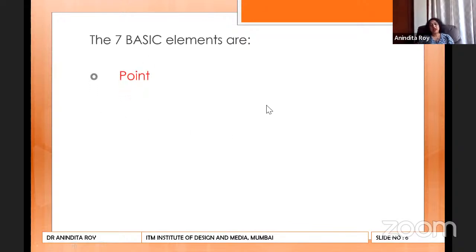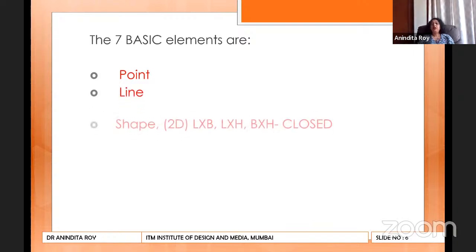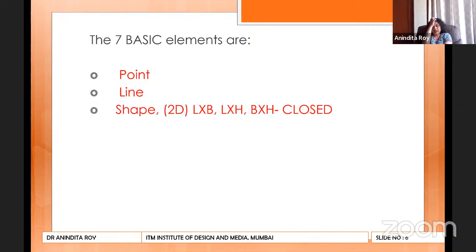So any design starts with a point. Many points will join to make a line. Many lines will join to form a shape. So when the lines join to form a shape, it should be closed. If it is not closed, then it is not a shape. It is still a line. So for a shape to happen, the line has to close somewhere.